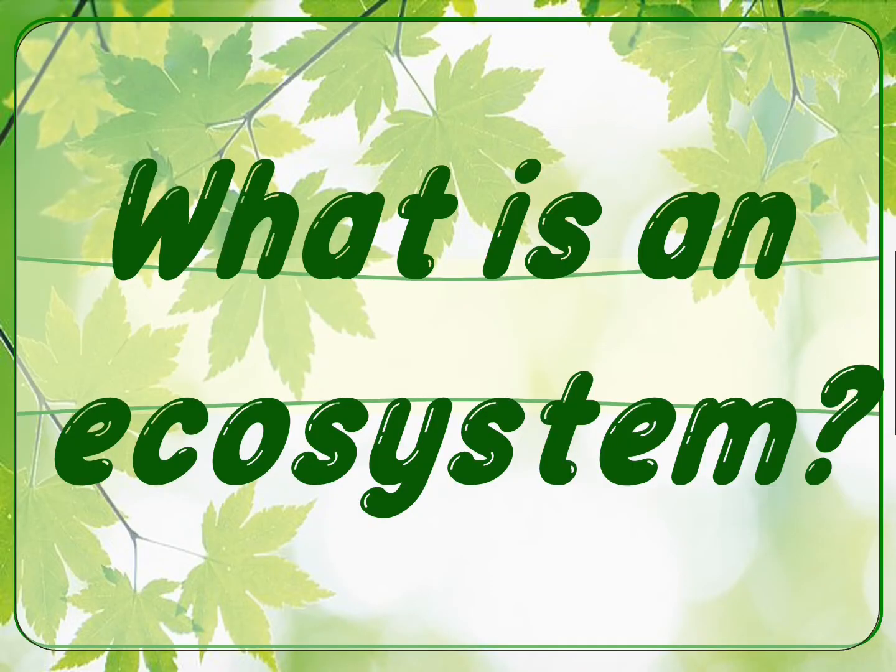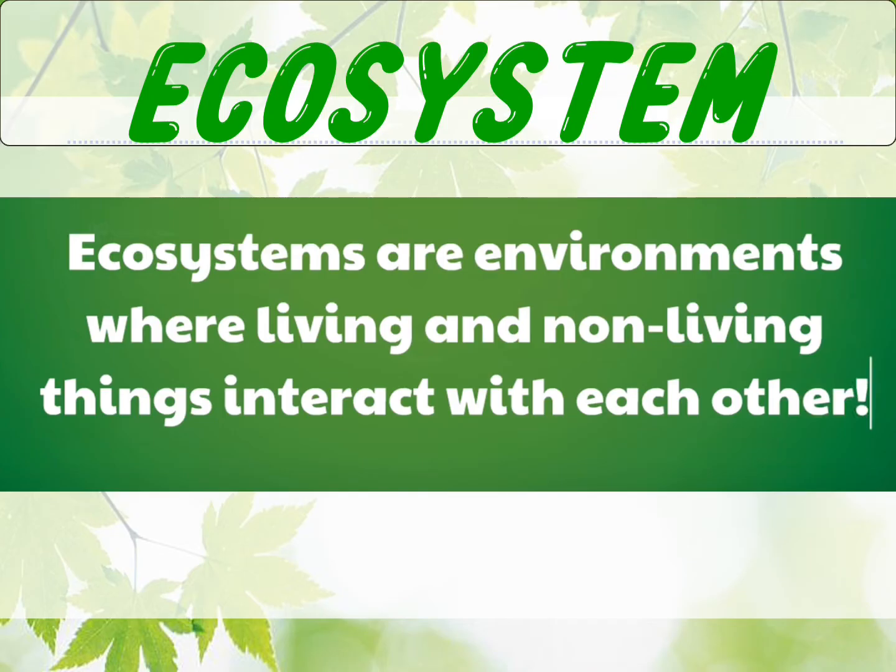So first of all, let's see what an ecosystem is. Ecosystems are environments or communities where living and non-living things interact with each other. So there are living things and non-living things together in an area like a community. We call it an ecosystem.